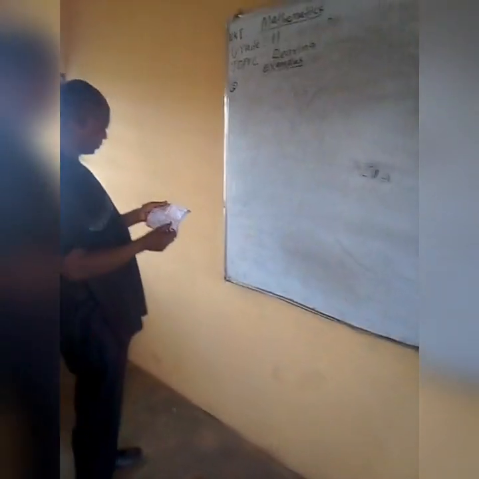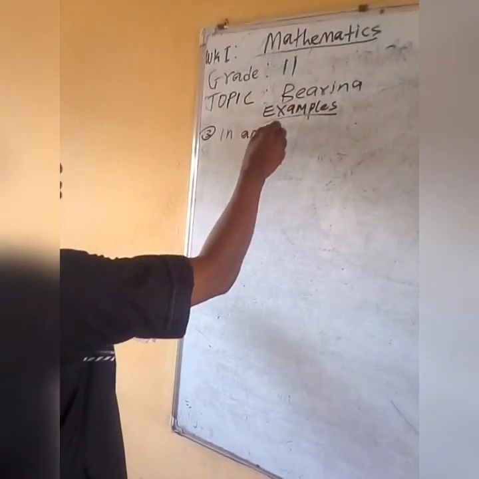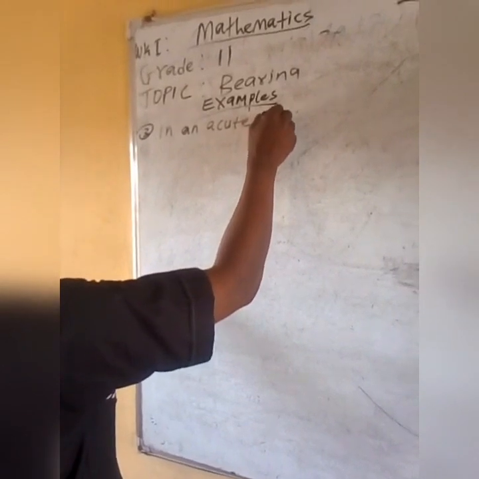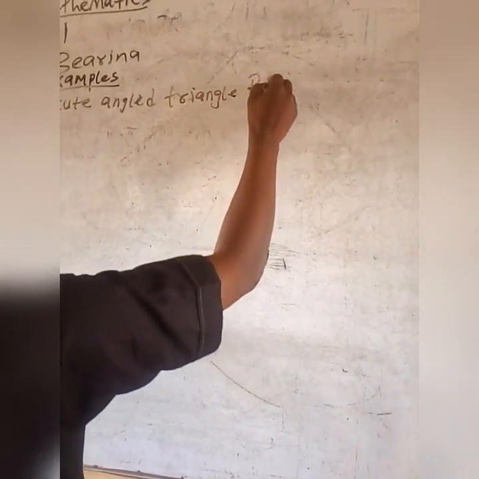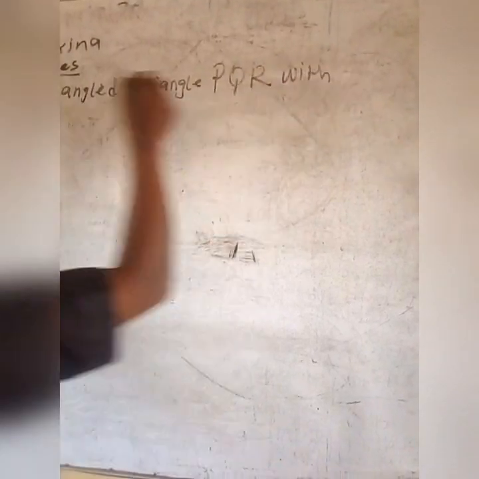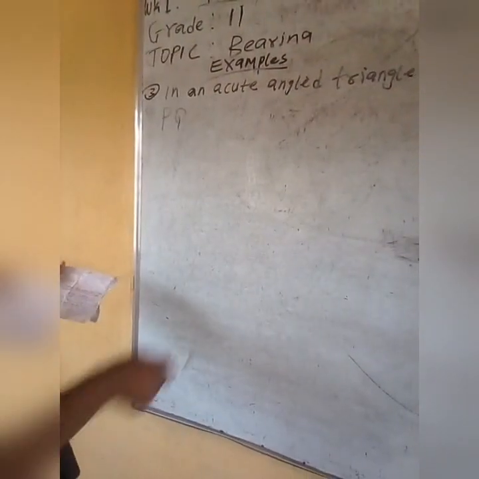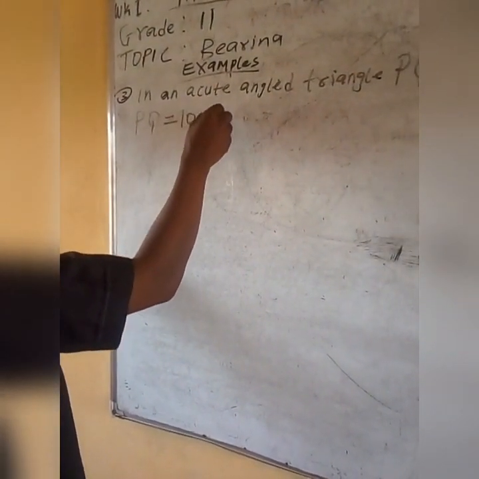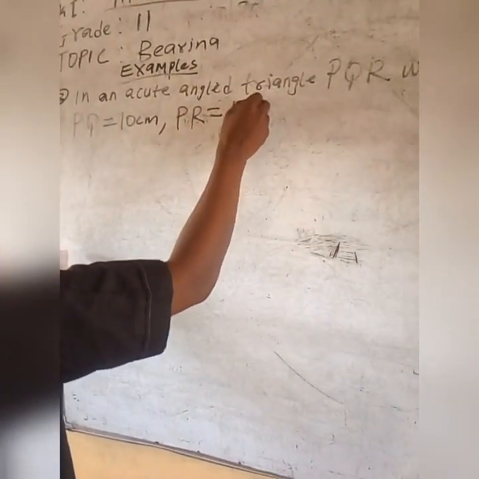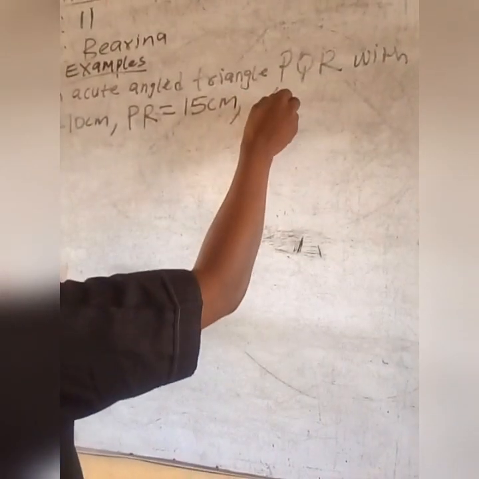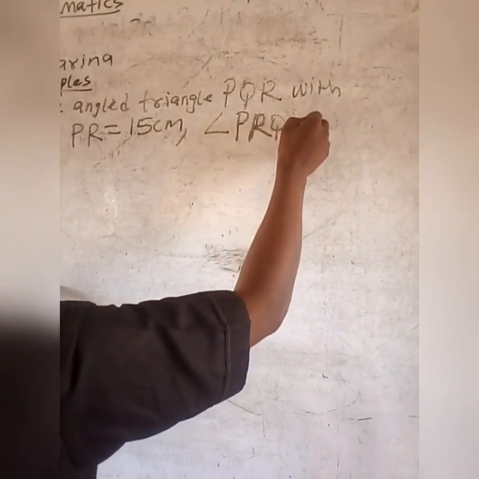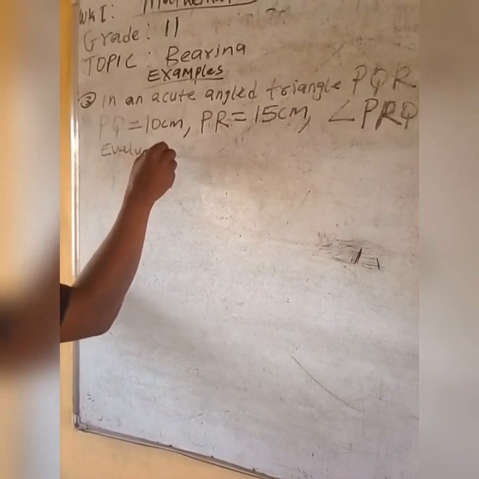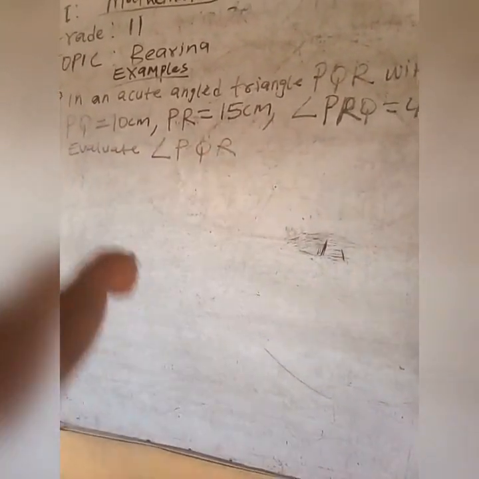Example 3. Look at it. In an acute angle triangle PQR with PQ equals 10 cm, PR equals 15 cm, and angle PRQ equals 40 degrees, evaluate angle PQR. Solution.